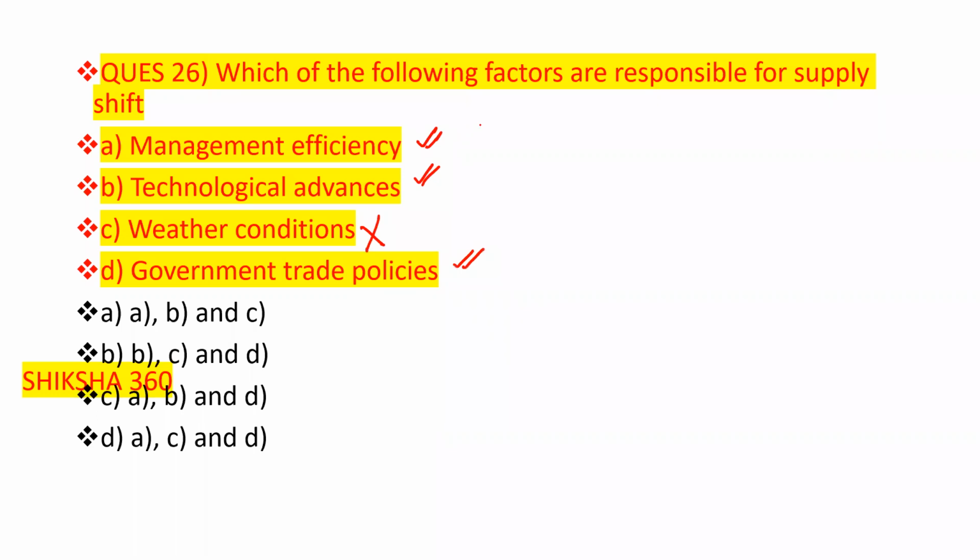So A, B and D are the three factors. Option number C is the correct answer, that is A, B and D. A, B and D are the factors that affect the supply shift.